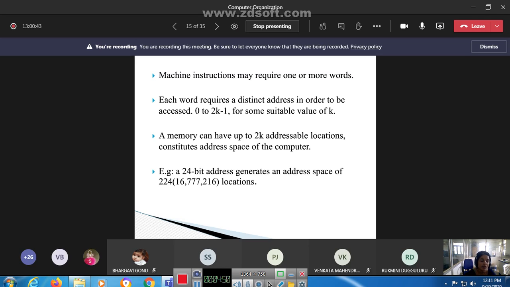In each location, we are going to store n bits. So a group of n bits is called the word length. Okay? So this slide represents that.